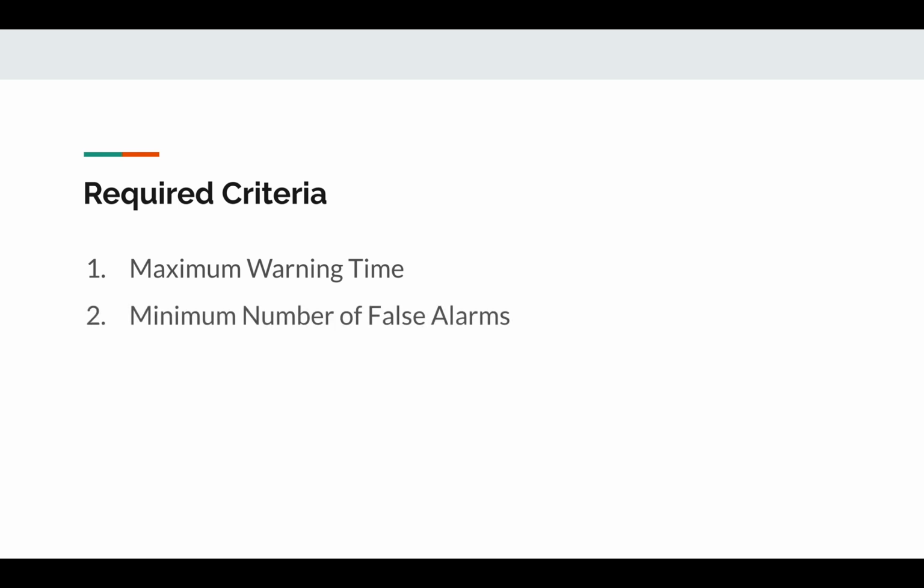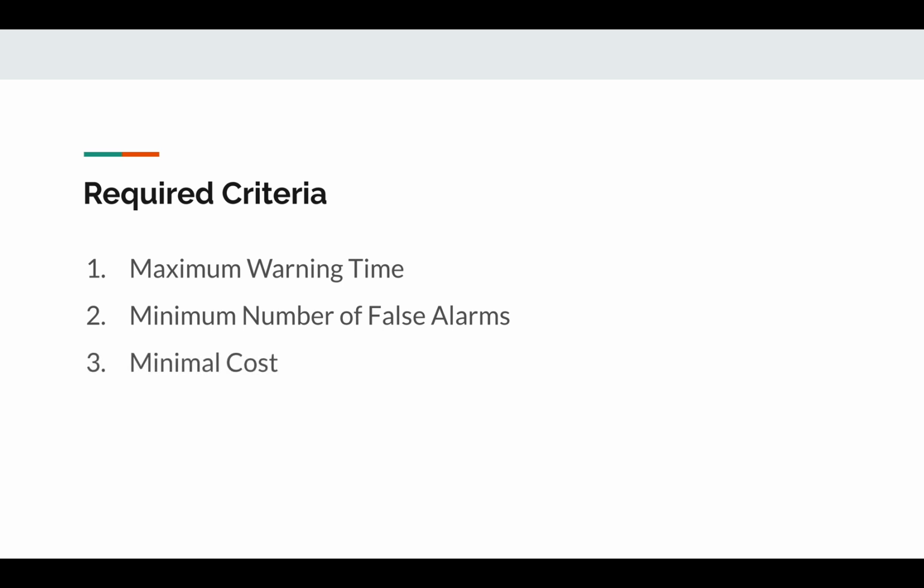There are 3 criteria that I needed to keep in mind as I was designing this warning system. First, I needed to consider my warning time. Warning time is important because if I can give enough warning time, it'll give people more time to get to higher ground and to get to safety. Second, minimal false alarms are important because a high number of false alarms may cause people to ignore the warnings, and ultimately that would put them in danger.